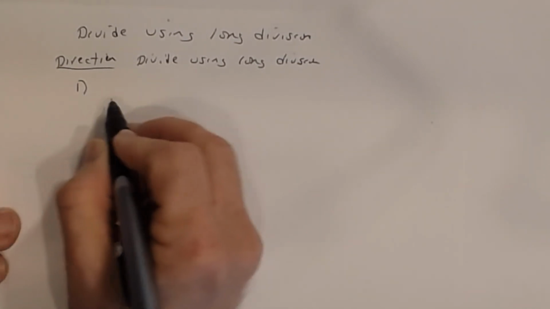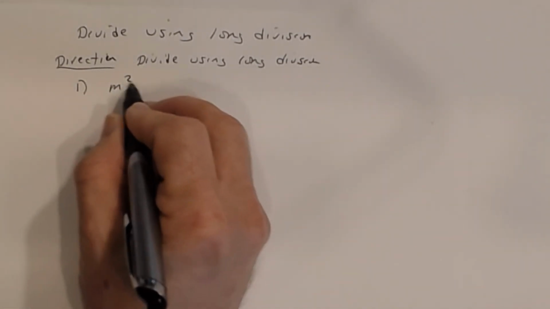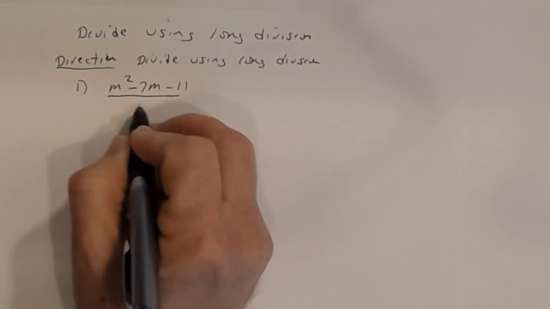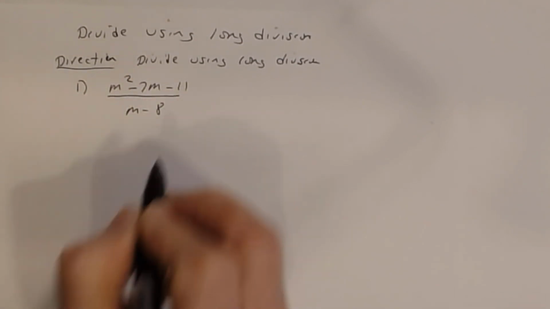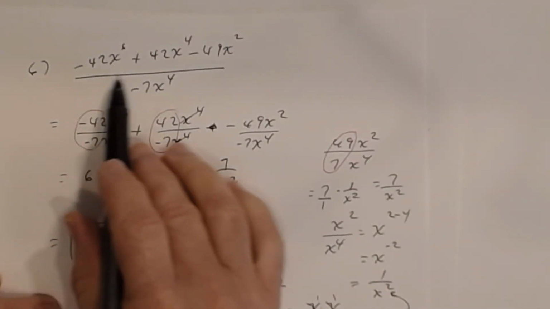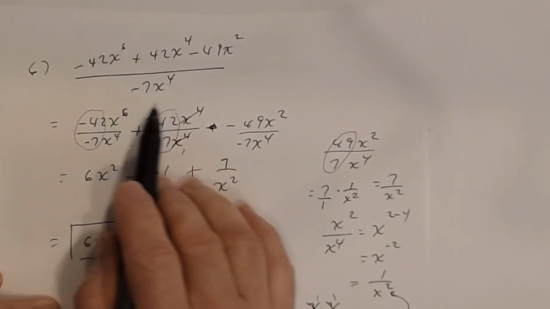So let's look at number one. I'm going to write number one, and here's number one. We have m squared minus 7m minus 11 divided by m minus 8. Okay, now notice, just to remind you, in the previous lesson you had a polynomial divided by a monomial. See, that's one term.